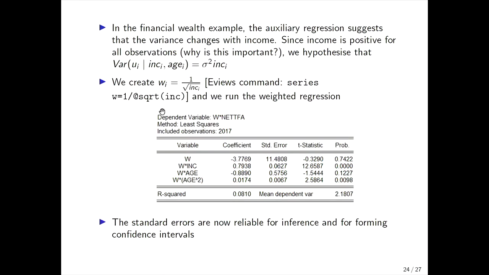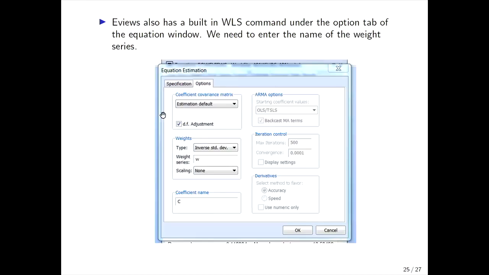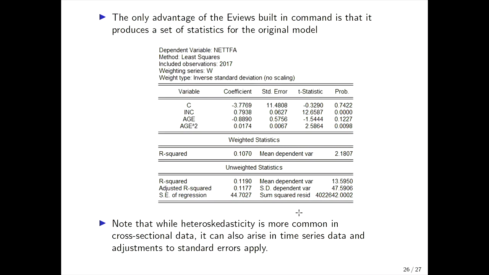That's why, as I mentioned previously, you have to create this variable W first before you can perform weighted least squares. And then you click on OK, and you get the estimated output.